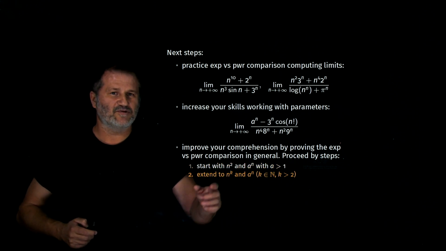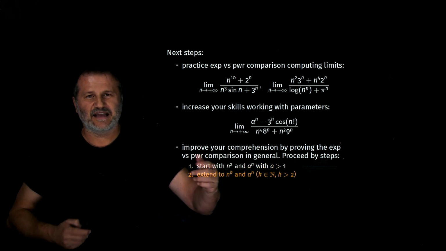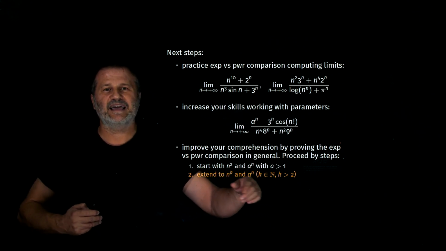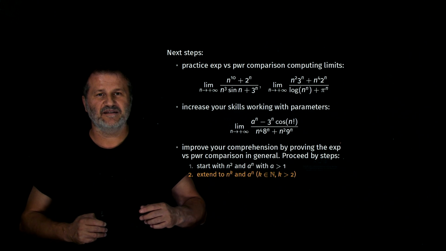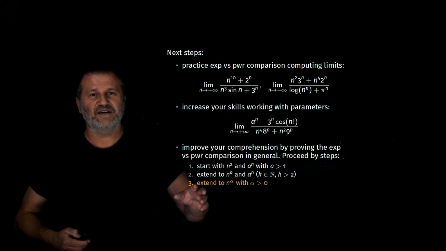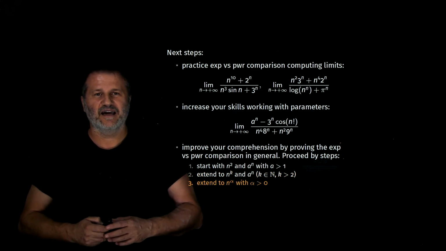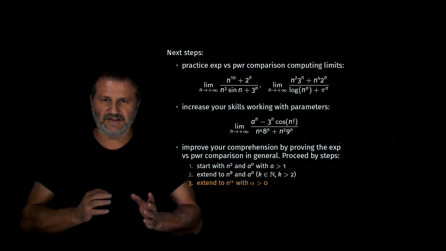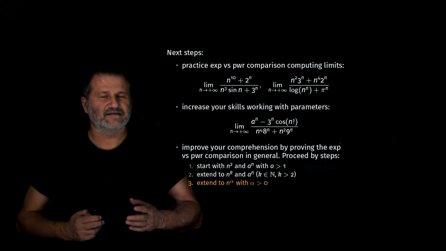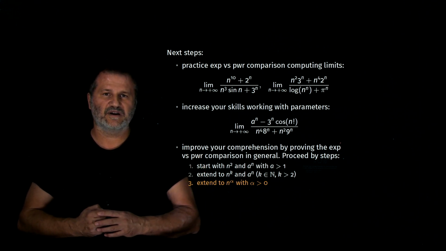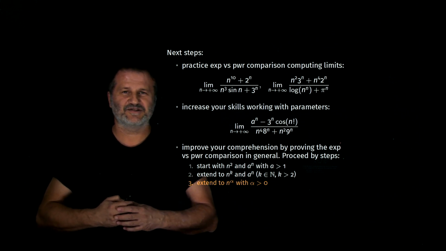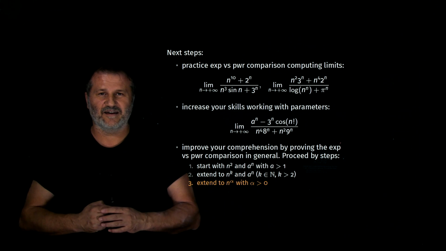So next step, you replace a power like n squared by a generic power n to the k, where k is a natural exponent. And the last step will be to do it in general with an exponent alpha strictly positive. It is not easy. It is a little bit technical, but it is a nice work that you can do, if you want to challenge yourself with a more advanced problem. Have fun.